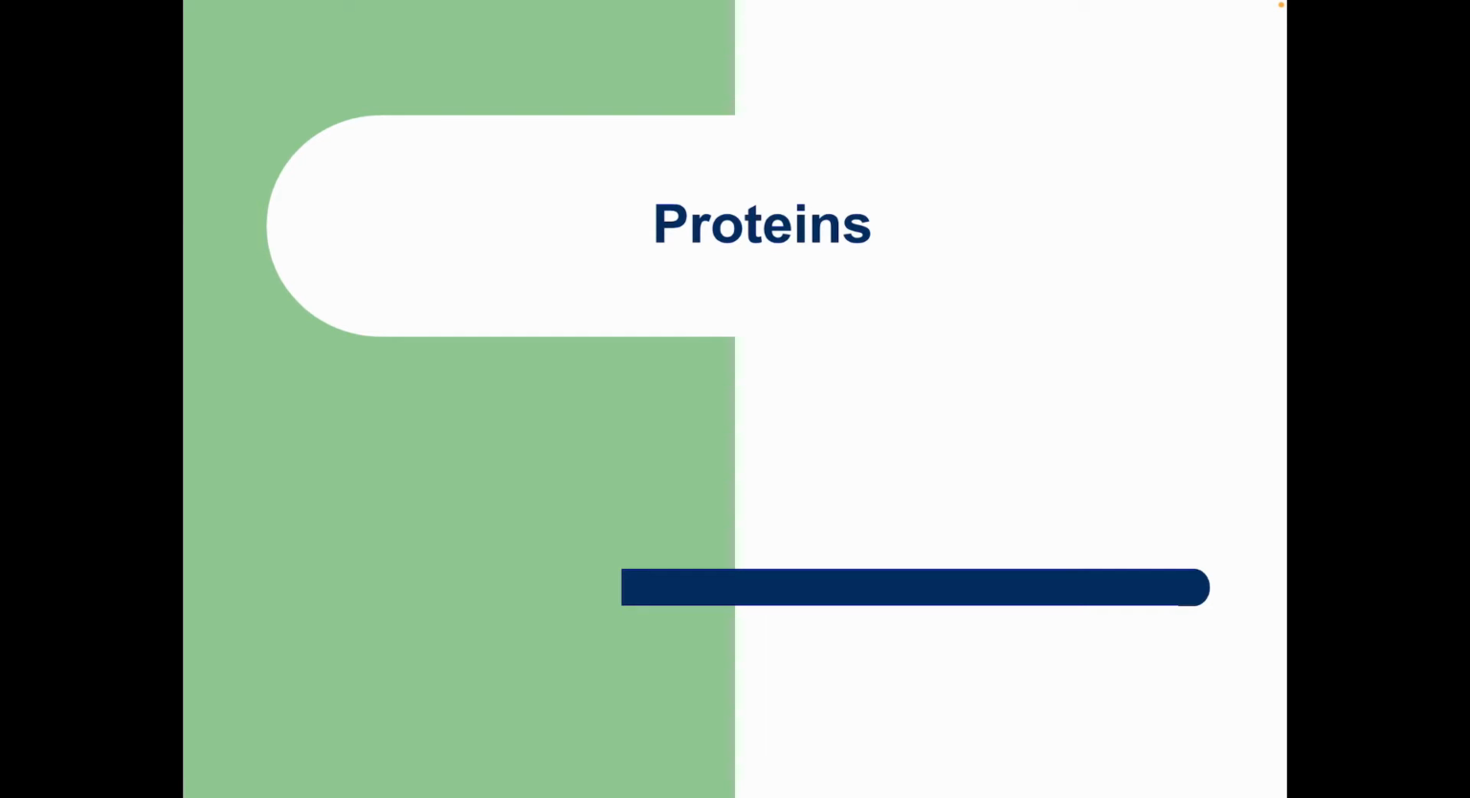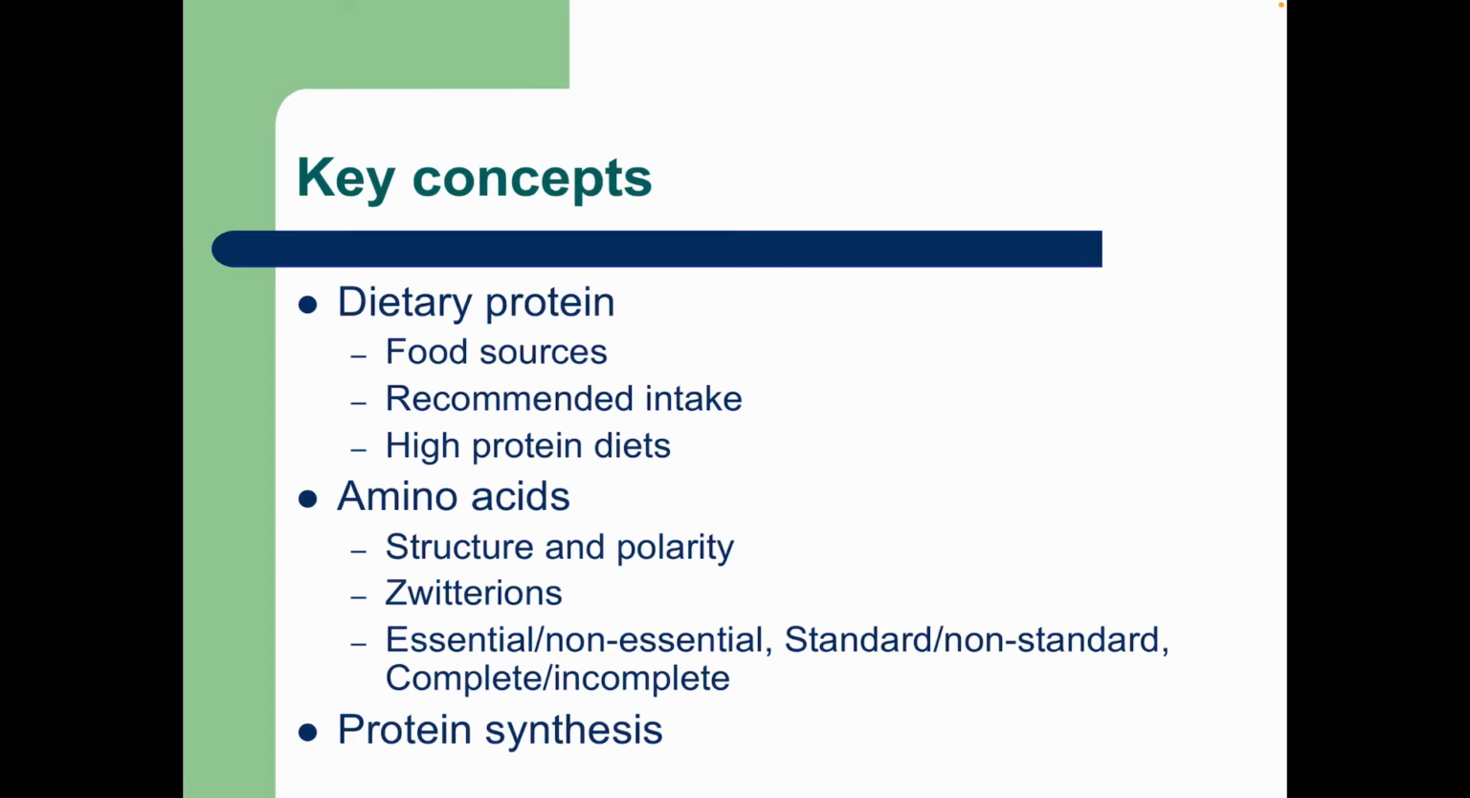So this will be part 1 of 2 on our series talking about proteins. Today we're looking at dietary proteins, including food sources, recommended intakes, or RDAs, recommended daily allowance. What are some high protein diets? We'll also be looking at amino acid structure and polarity, zwitterions, essential/non-essential amino acids, standard, non-standard, and complete, incomplete, as well as protein synthesis.